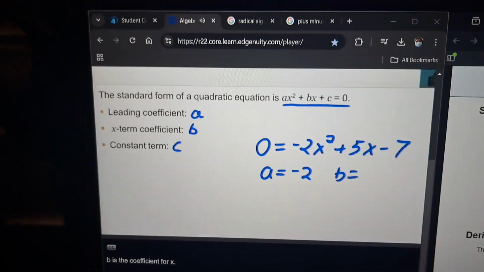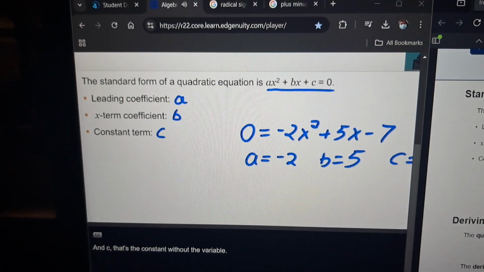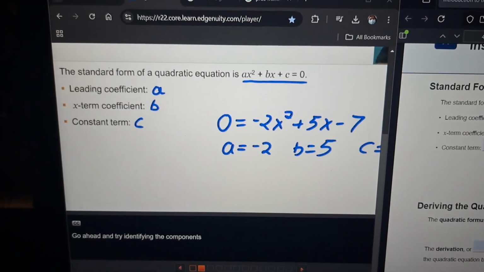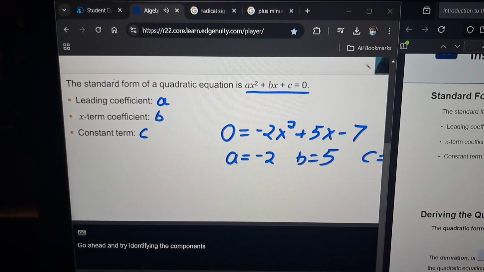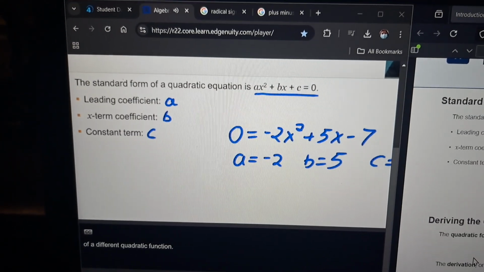b is the coefficient for x. That's going to be 5. And c, the constant without the variable, is going to be negative 7. Notice that the sign is attached. Go ahead and try identifying the components of a different quadratic function.